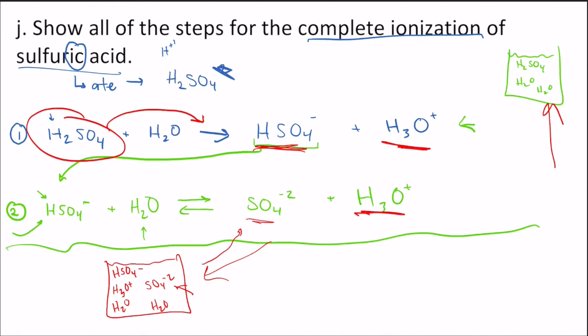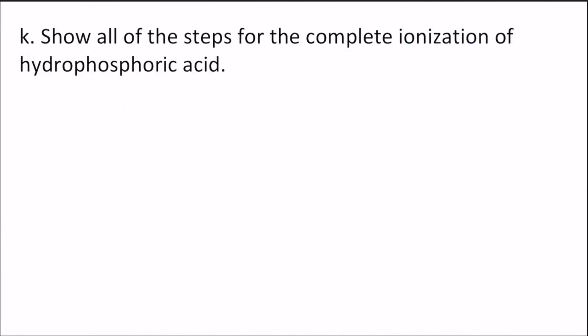Okay. There is another ionization problem on the next slide here. It's hydrophosphoric acid. What I'd like you to try to do is, one, figure out the nomenclature for it. All right, what is it? And then two, actually answer the problem. All right, show all the steps of ionization. Try that first and then go to the next video to find the answer.